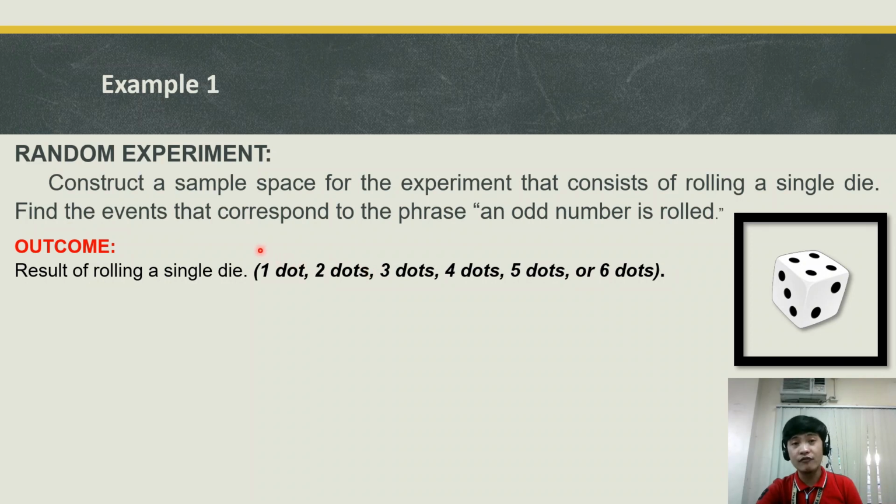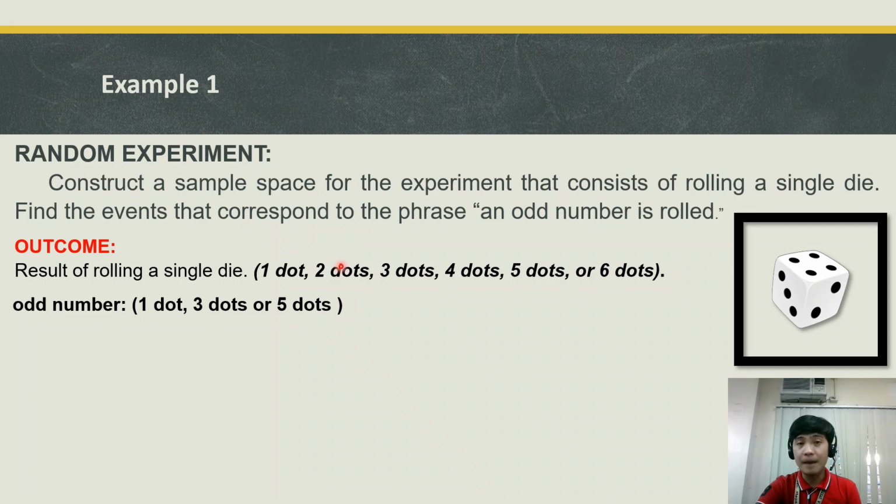And meron tayong specific na tinukoy doon sa random experiment natin that we need to find the events that corresponds to the phrase an odd number is rolled. So, meron yung 6 na numero, 1 dot, 2 dots, 3 dots, 4 dots, 5 dots, 6 dots. So, yung mga odd number dyan, we have the 1 dot, 3 dots, 5 dots. So, yan po yung mga odd number dyan. Ano yan eh, nahahati kasi sa dalawa yan eh. Meron tayong tatlong even number, yung 2 dots, 4 dots, 6 dots, at meron tayong tatlong odd numbered dots doon sa die.